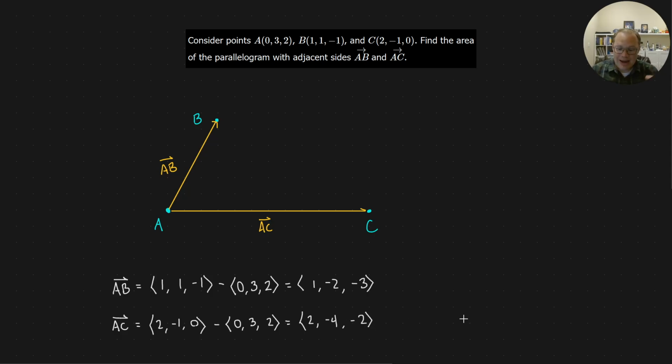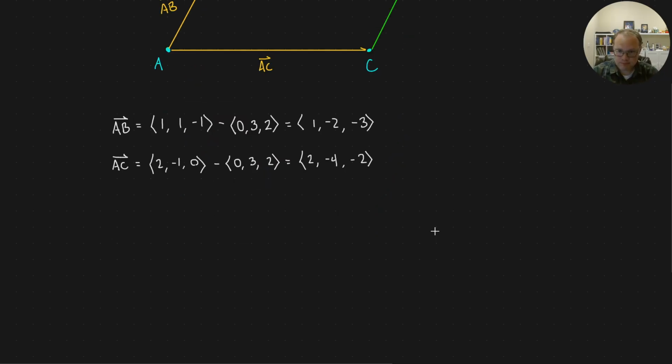Okay? Now I know that the parallelogram determined by these points, I can find the area by taking the norm of the cross product of these two vectors. Okay? So let's take the cross product. So AB cross AC is going to give me, so I'm going to construct my matrix and then find the determinant.